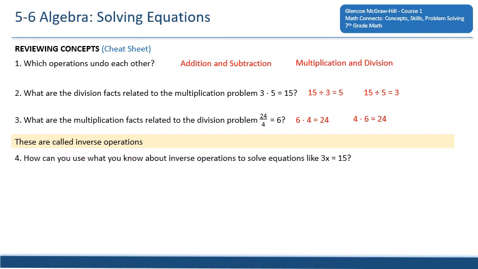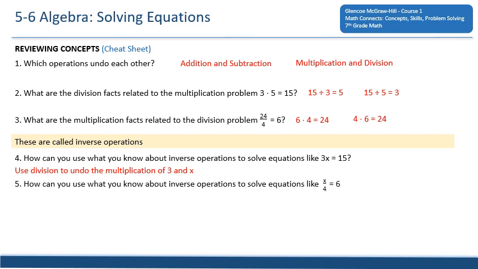How can you use what you know about inverse operations to solve equations like 3x equals 15? You can use division to undo the multiplication of 3 and x. How can you use what you know about the inverse operations to solve equations like x over 4 equals 6? Use multiplication to undo the division of x and 4 in x over 4 equals 6, or x divided by 4 equals 6.